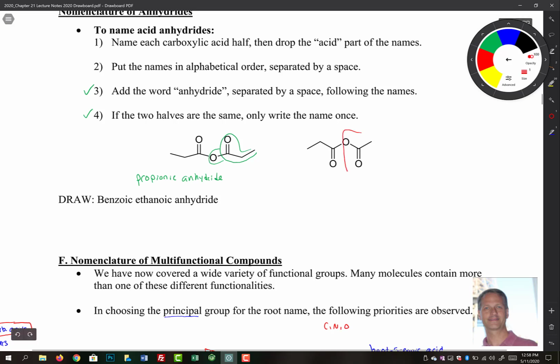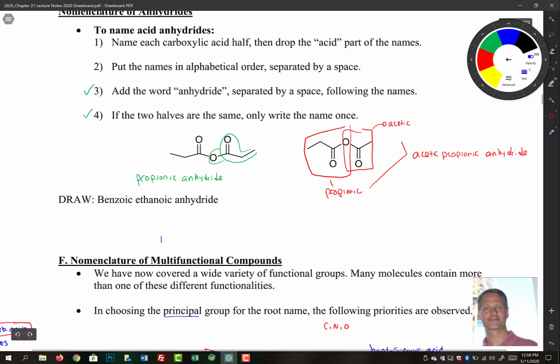And here, this part of the molecule is acetic. And then that part of the molecule here is propionic. So then putting those together, you would simply have acetic, propionic, and then add the word anhydride here. So if you're asked to draw the structure down below, you have to put together the 2 parts.